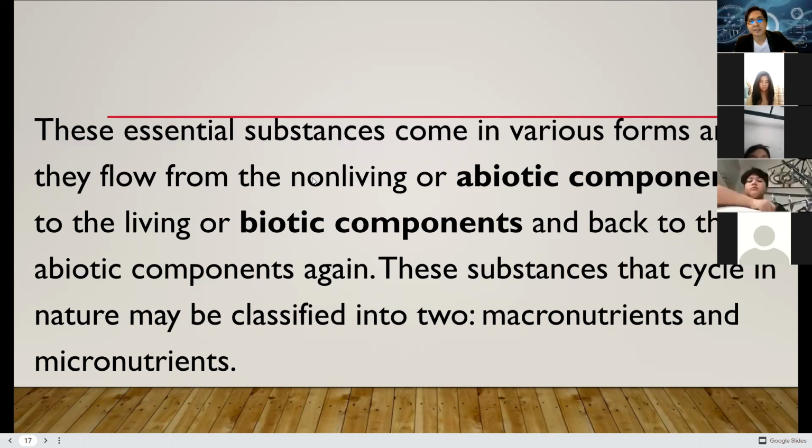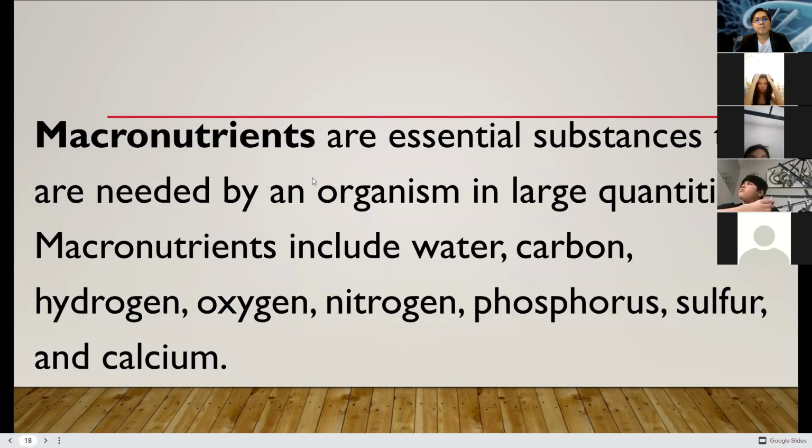These substances that cycle in nature may be classified into two, okay? Namely macronutrients and micronutrients. What are those? Let's discuss it later, okay? Macronutrients are essential substances that are needed by an organism in large quantities. If it is large, it's macro, okay? Macronutrients include water, carbon, hydrogen, oxygen, nitrogen, phosphorus, sulfur, and calcium.